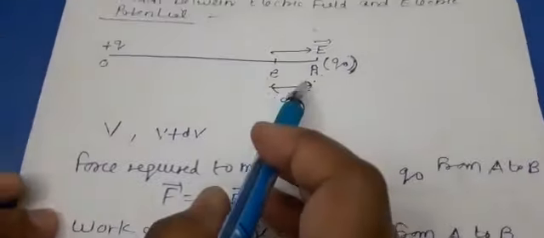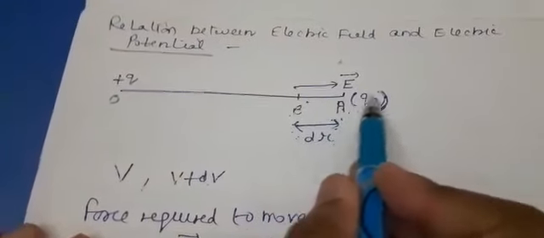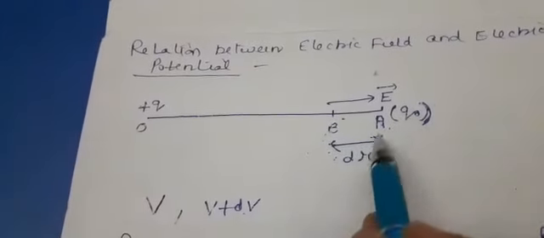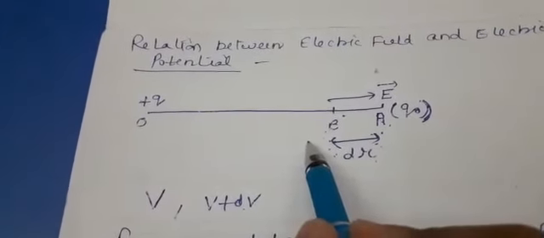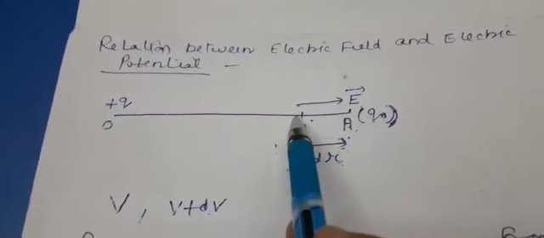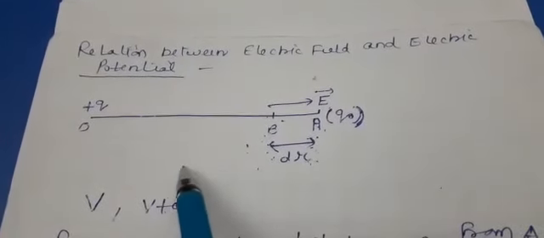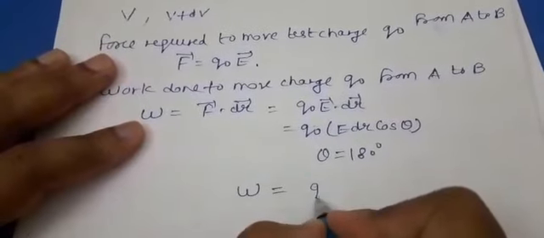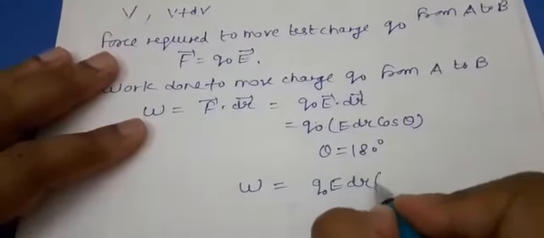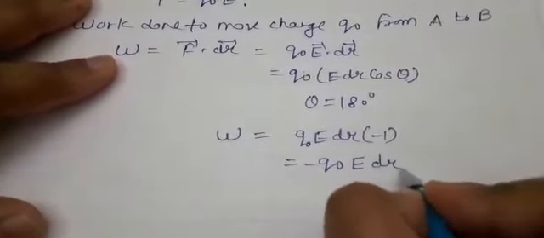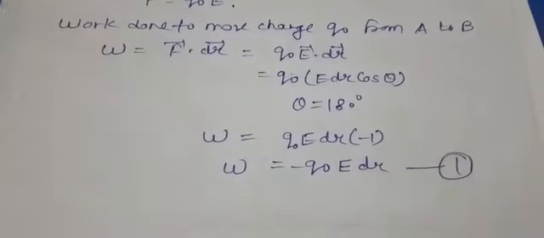Now see in the figure, as the field is acting outward and displacement is inward, that means towards the charge, the angle between field and displacement vector will be 180 degrees. Why? Because the electric field is towards right and displacement from A to B is towards left. So here we will take theta to be 180 degrees. Therefore, work done will be Q naught E dr into minus 1, that is, minus Q naught E dr. This is the work done.